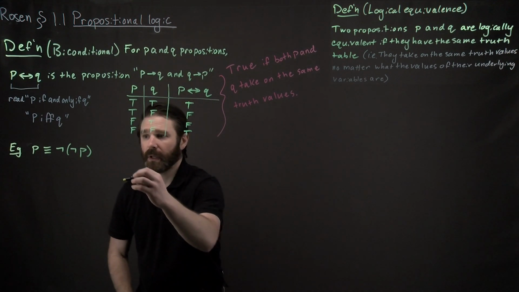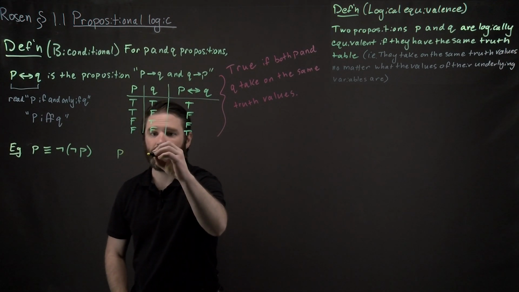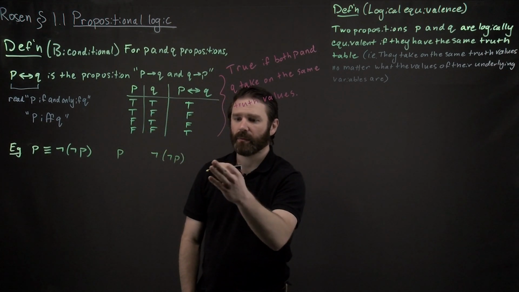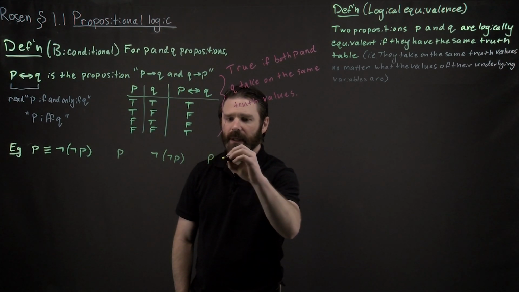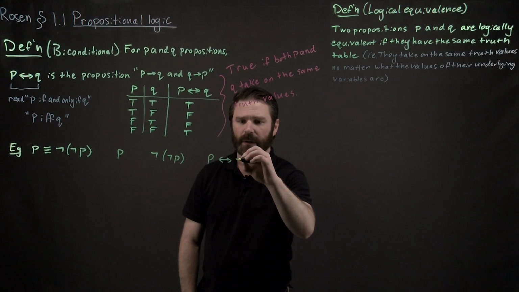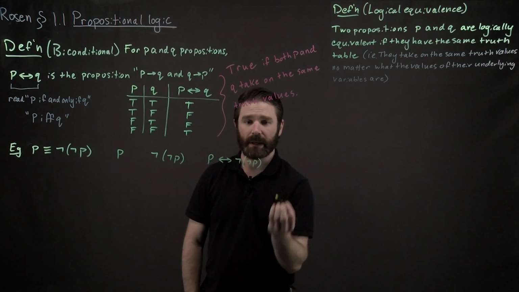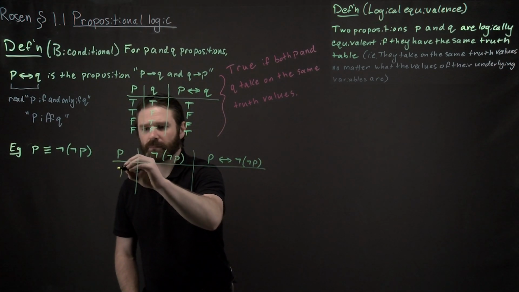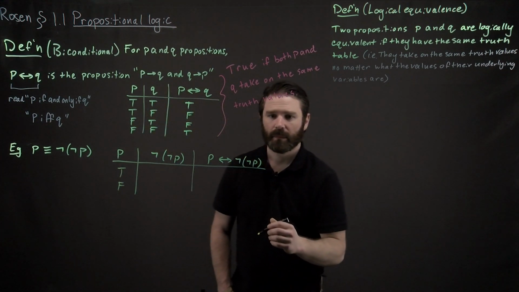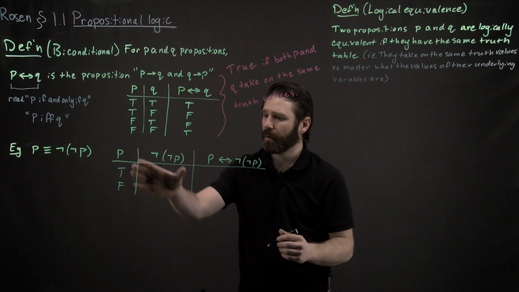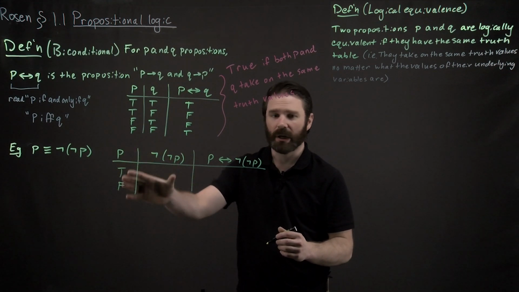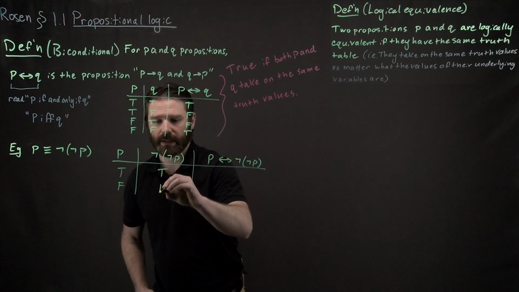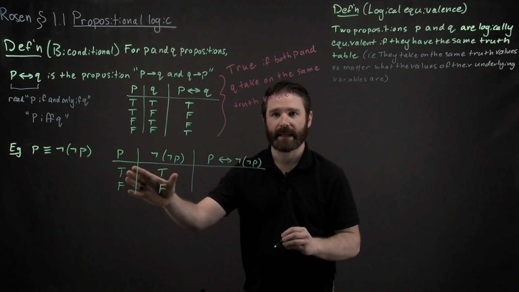So in particular, if you recall the truth table for this guy, we had P, we had not P, and then what I'm going to consider over here is P if and only if not P. So we recall from the previous video that these two were logically equivalent. That means they had the same truth table. So this was a true and this was a false. They had the exact same truth table.